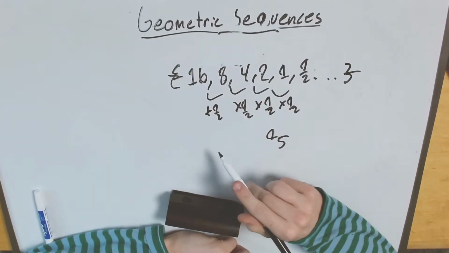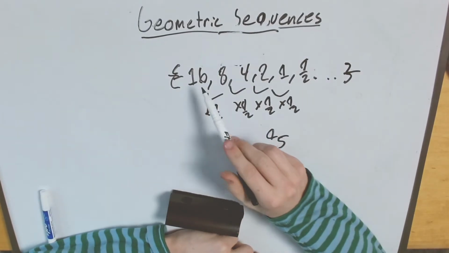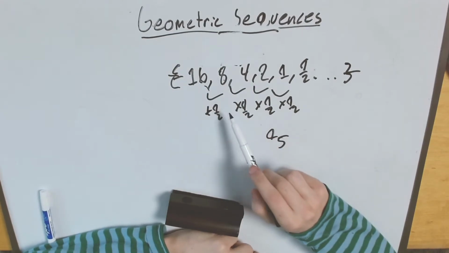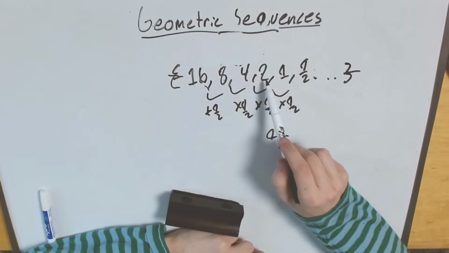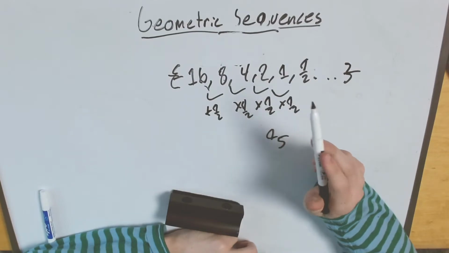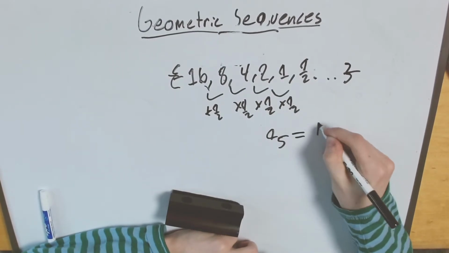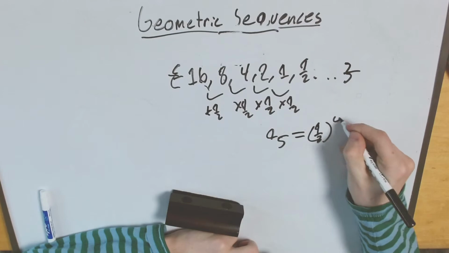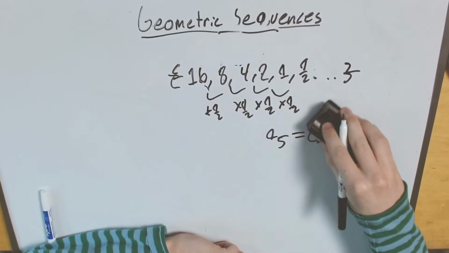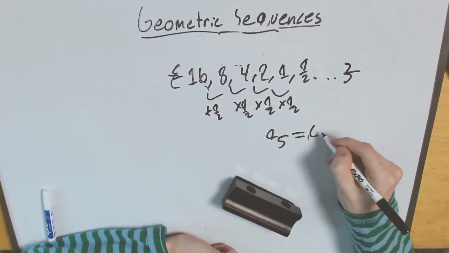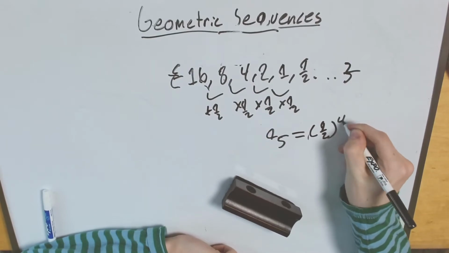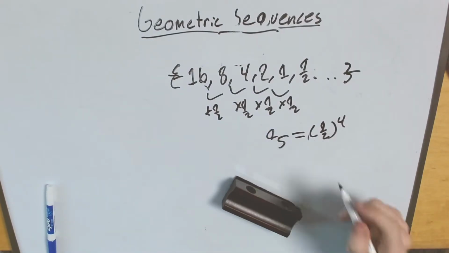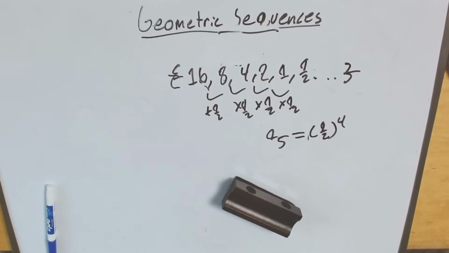I'm multiplying by 1/2 4 times. I do it when I'm going from 16 to 8, and when I'm going from 8 to 4, then 4 to 2, then 2 to 1. So as part of that whole process, I multiply 1/2 by itself 4 times, or I raise it to the 4th power. For the fifth term and the 4th, that's an interesting relationship.